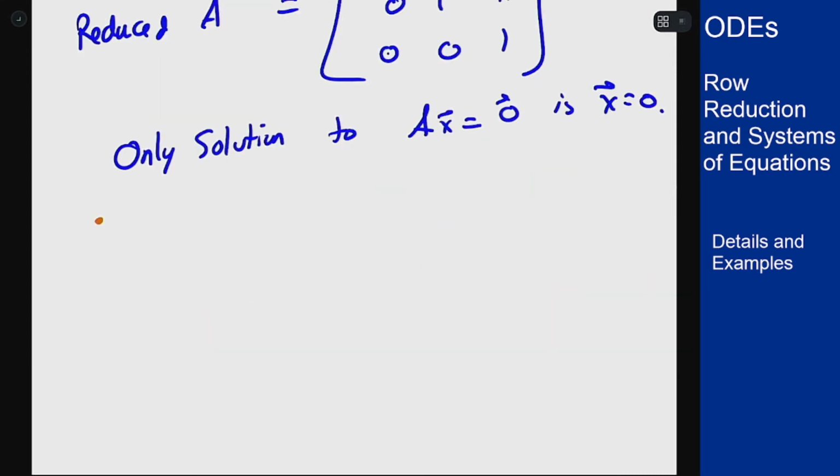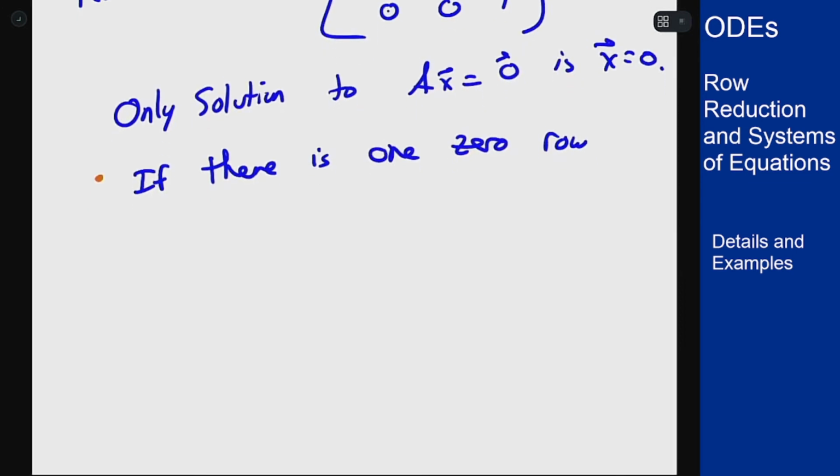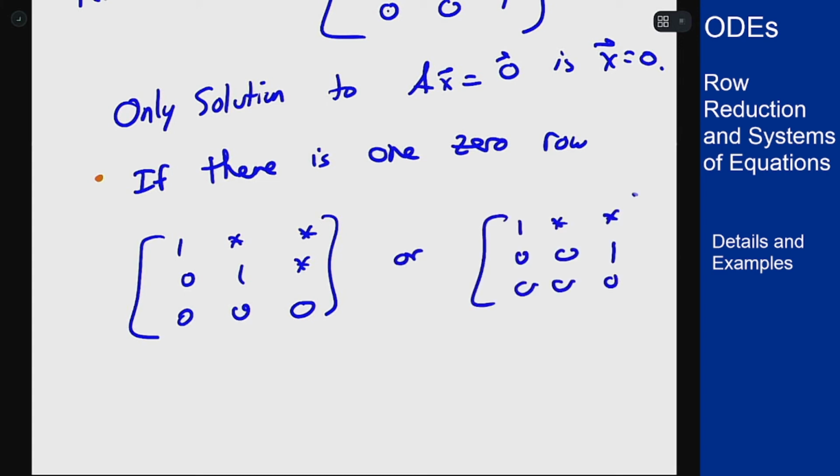If there's one 0 row, it's always going to be at the bottom, because that's how the reduction process works. The 0 rows end up at the bottom. You'll end up with something like that, or something like that. It could be either one depending on what the equations look like. But in either case, you end up with a 0 row at the bottom.